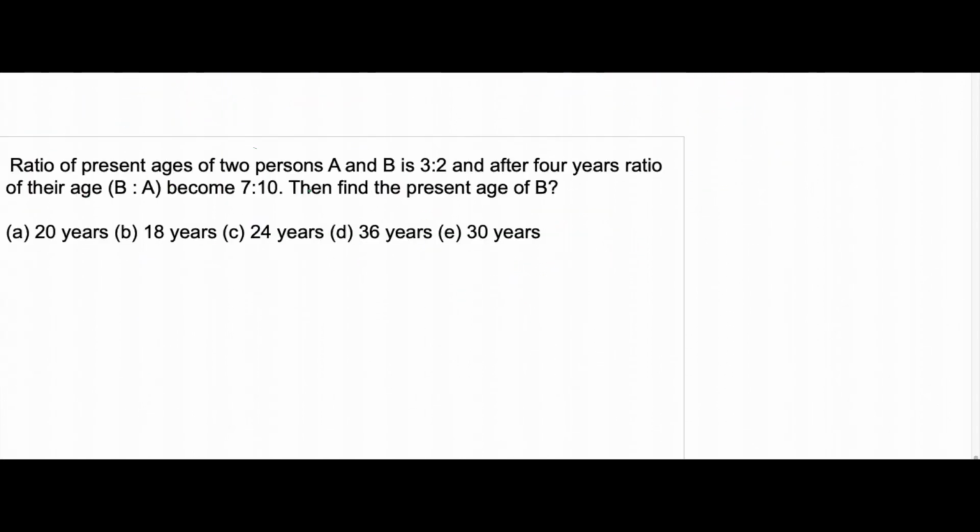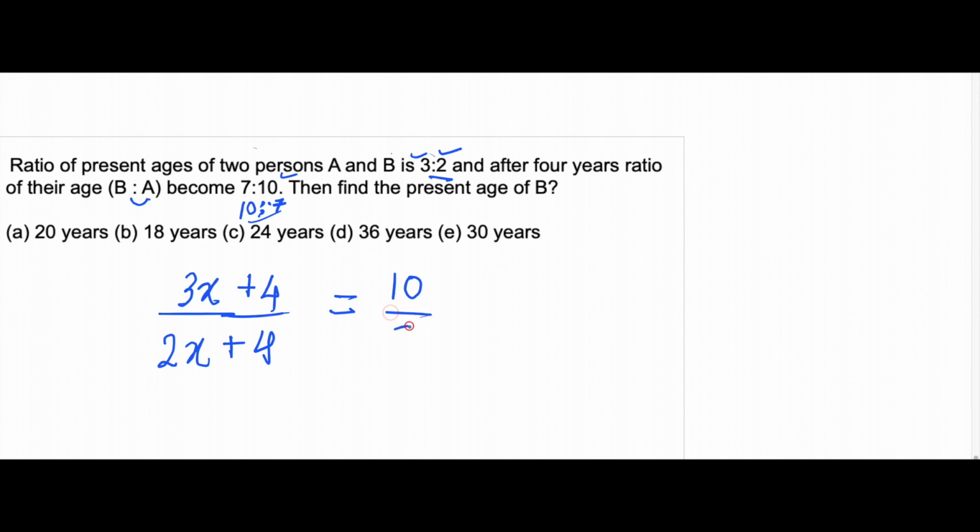Ratio of the present ages of two persons A and B is 3:2. Okay, 3:2. Now A by B is 3:2, and after 4 years, the ratio of the age of B to A is 7:10. So A is to B is 10:7. Okay, after 4 years. What is the present age of B? Okay, very easy. Present age is 3:2. So let's take it 3x and 2x. So after 4 years, that is plus 4, it becomes 10:7. So 10 by 7.